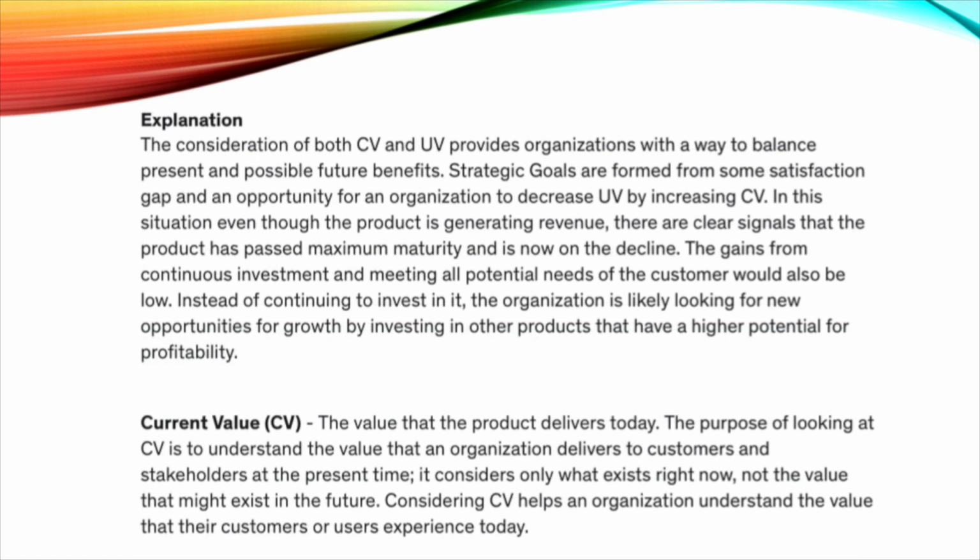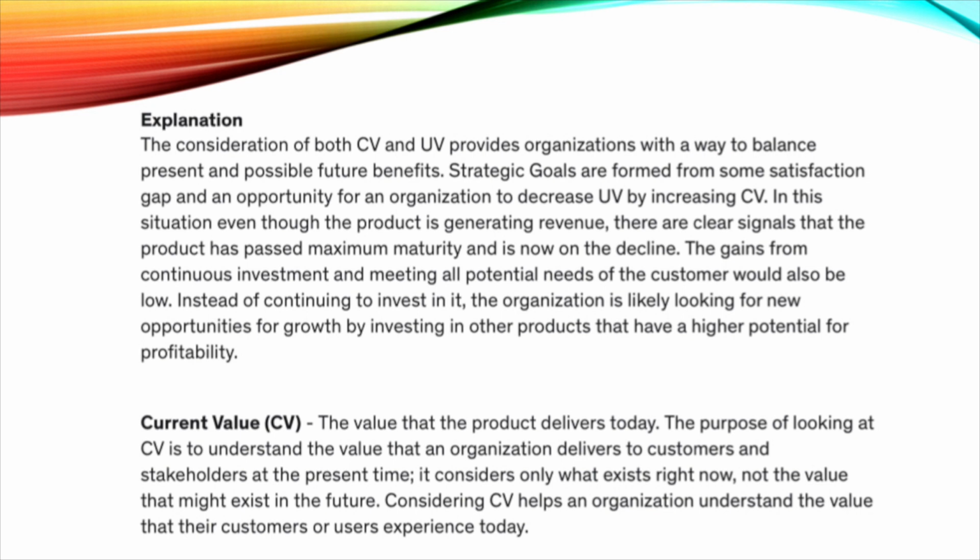The consideration of both CV and UV provides organizations with a way to balance present and possible future benefits. Strategic goals are formed from some satisfaction gap and an opportunity for an organization to decrease UV by increasing CV. In this situation, even though the product is generating revenue, there are clear signals that the product has passed maximum maturity and is now on the decline.